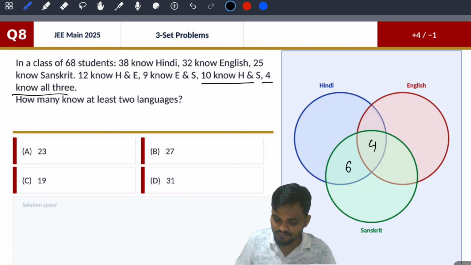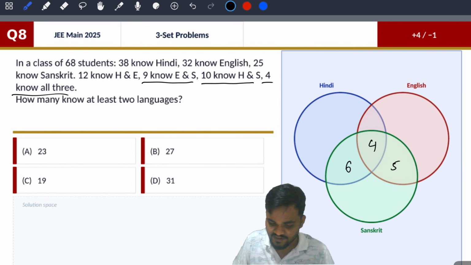Then 9 know English and Sanskrit. English and Sanskrit are 9. Out of 9, 4 are gone. So that means this is 5.